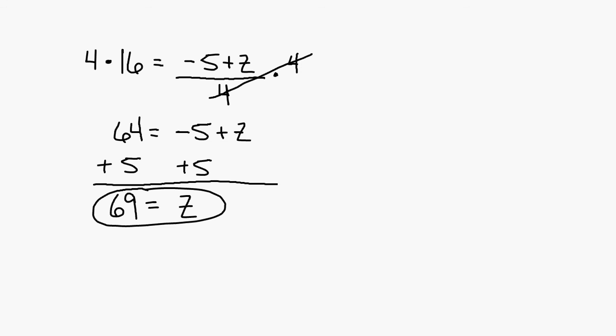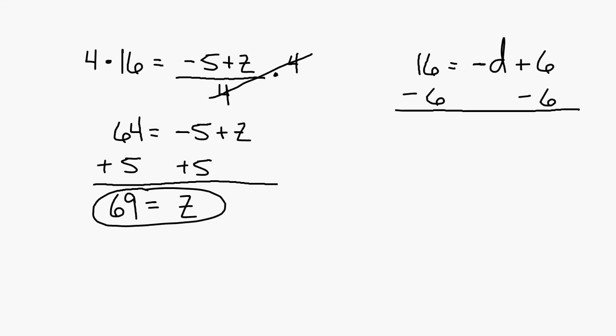All right, last one. 16 again is equal to negative D. It's just a negative sign in front of the D, plus 6. You're going to try to get the variable by itself. So in this case, you subtract 6 from each side. So watch what happens. 16 minus 6 is 10 equals negative D.